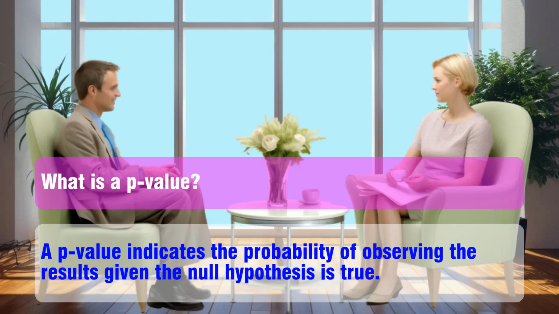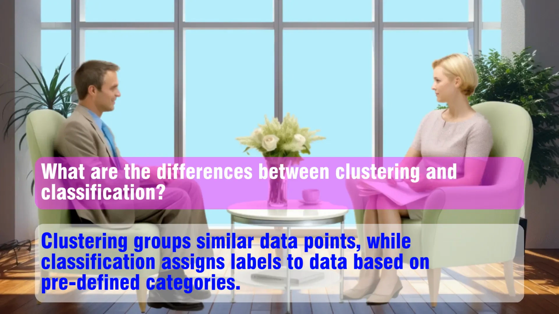What is a p-value? A p-value indicates the probability of observing the results given the null hypothesis is true. What are the differences between clustering and classification? Clustering groups similar data points, while classification assigns labels to data based on predefined categories.